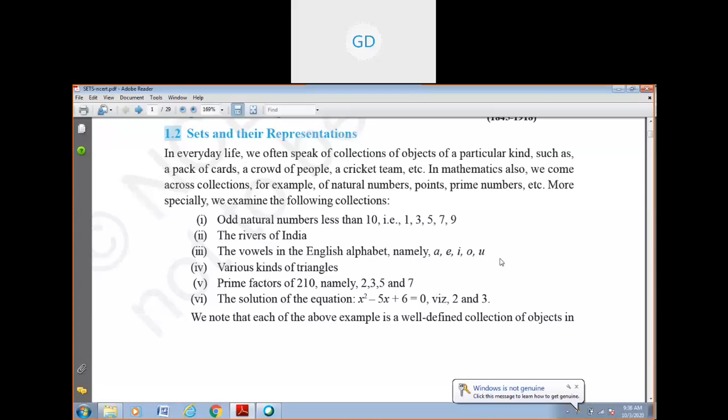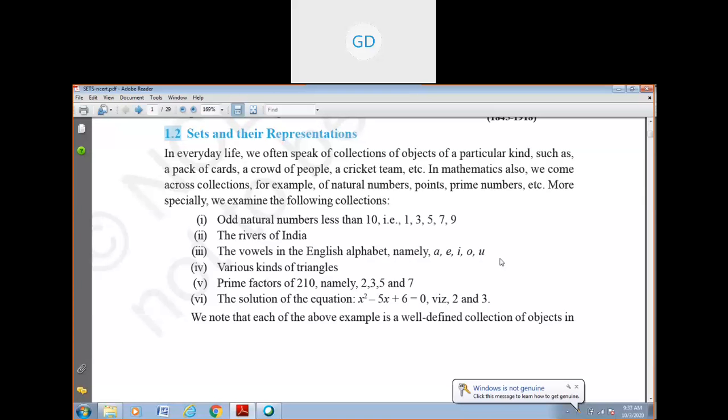If I say collection of natural numbers between 1 and 10, between 1 and 10 natural numbers, that is 2, 3, 4, 5, 6 up to 9. That means it is well defined. So it is well defined, that's why it is a set. We do not have any problem.